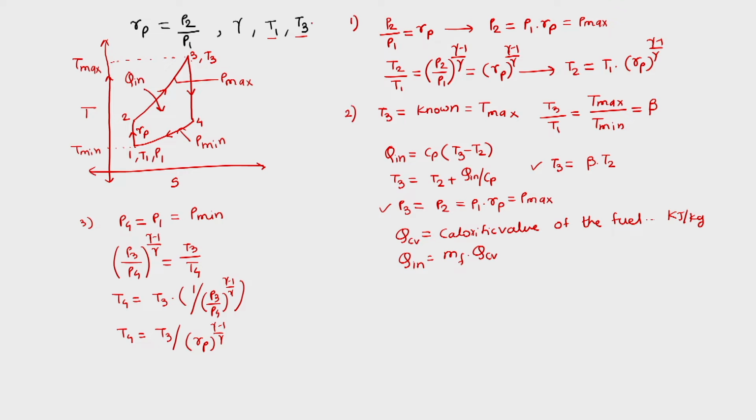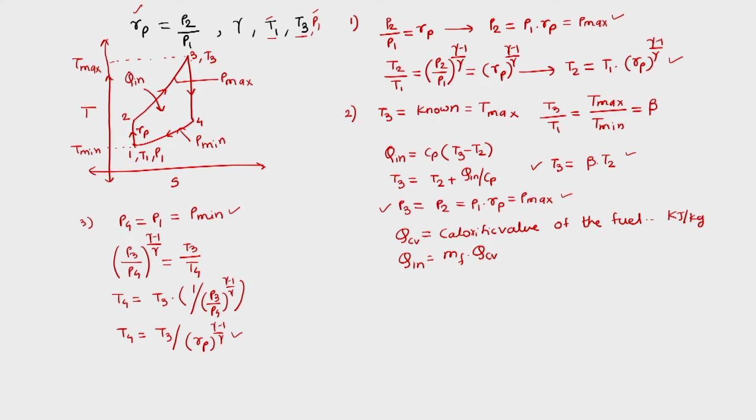Since now we know everything: as I said, we are given P1 and T1, so P1 and T1 are already known to us in this corner. We are also given Rp. Using that Rp we found the value of P2 and T2, so we know everything at corner 2 also. Knowing Qin or T3 or beta, we found how to find T3, and P2 is equal to P3, so we found P3 also. Then we found P4 and T4. So this is the procedure for calculation in the case of the Brayton cycle.